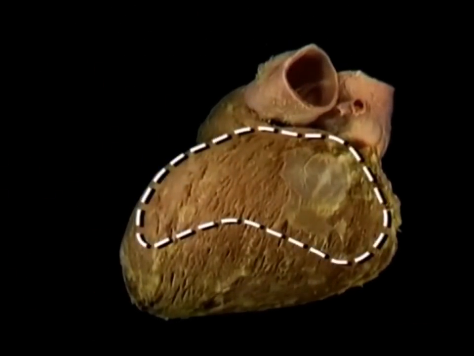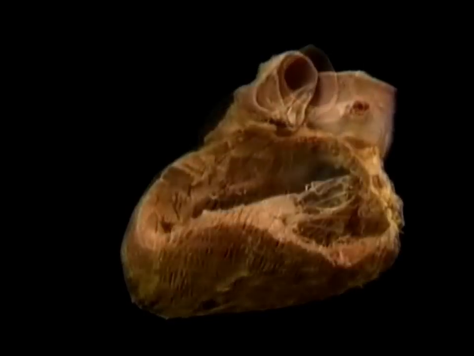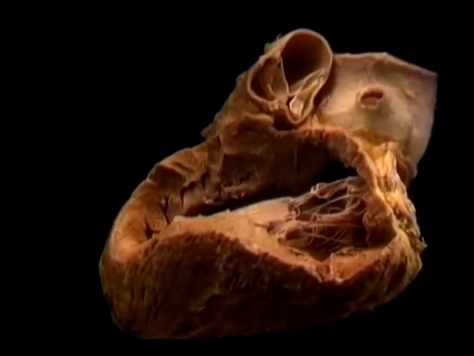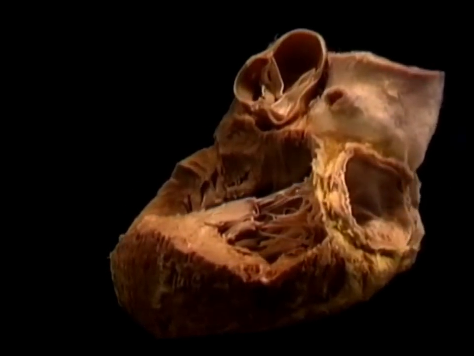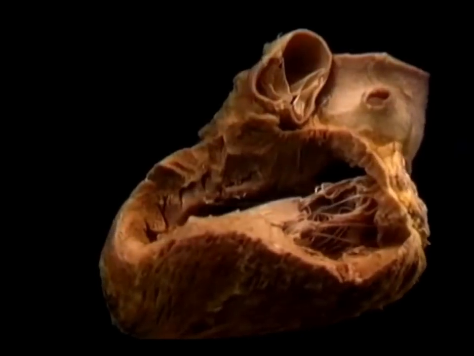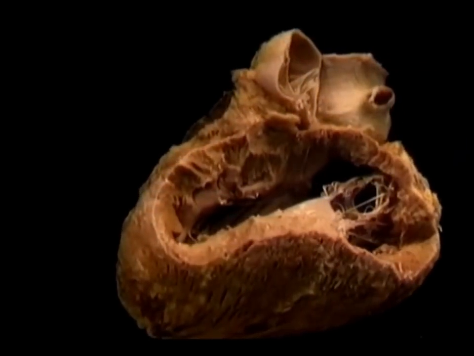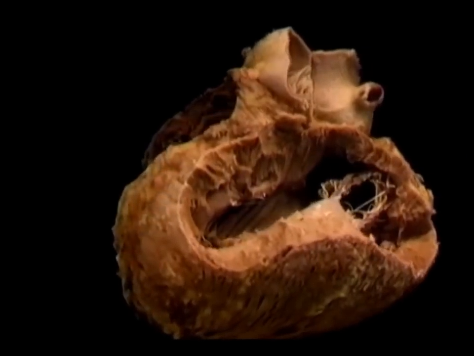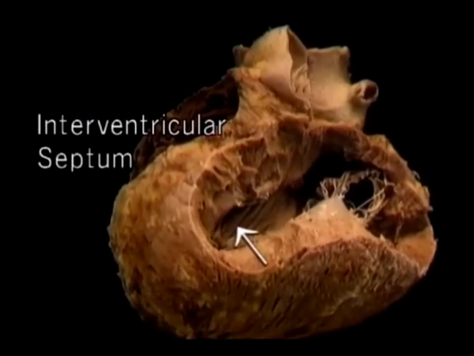We'll remove this part of its wall. The mitral valve is here. The aortic valve is out of sight up here. This is the apex of the ventricle. This part of the ventricular wall forms the interventricular septum.